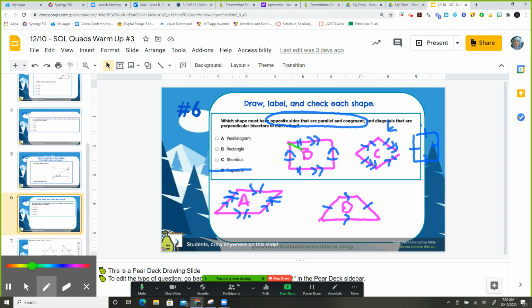So if I draw, I should have started with the parallelogram because it was A. If I draw my diagonals of a rectangle, are these angles in here perpendicular? Are those 90 degrees? No. I don't think so. So I don't think it's a rectangle because they're not perpendicular. If I do the parallelogram, are those perpendicular? Do I have two right angles here, or do I have an obtuse and an acute? Yeah, so I don't think it's the parallelogram.